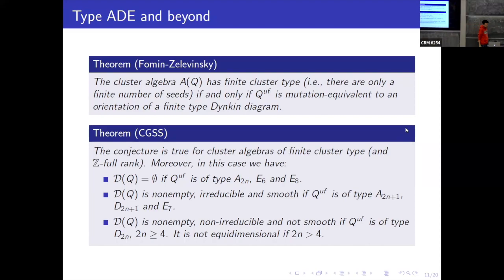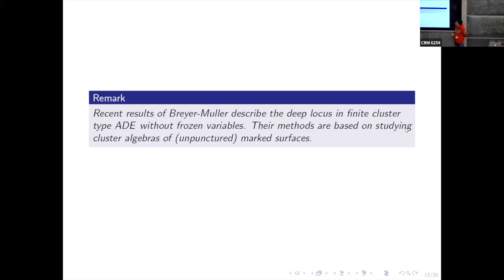Okay. And I should remark that there are recent results of Greg Muller and his student, James Breyer, who described the deep locus also in finite cluster type, but without frozen variables. And their methods are based on realizing the cluster algebras as coming from a surface. And for technical reasons, they need the surface to not have punctures. And that's what says that you don't have frozen variables.